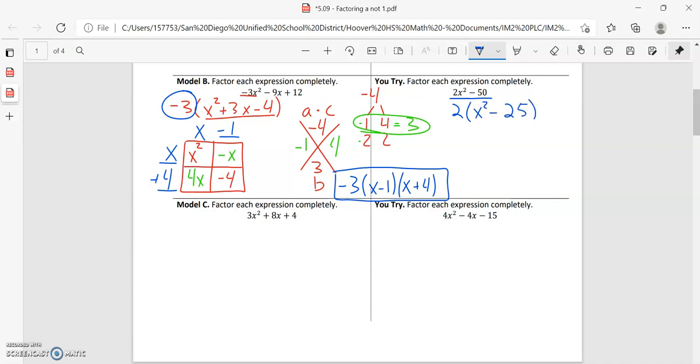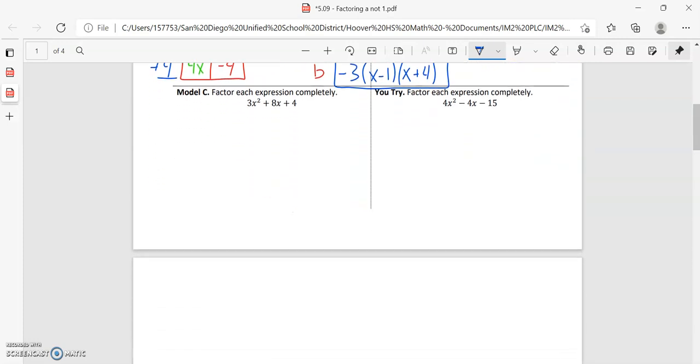And now we can square root our 25, which equals 5. So we get x minus 5 times x plus 5. And I'm going to do Model C right now, and then we'll be done.